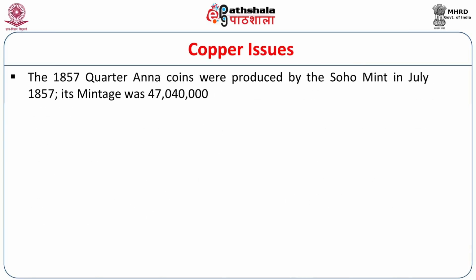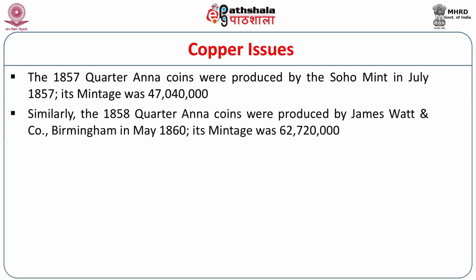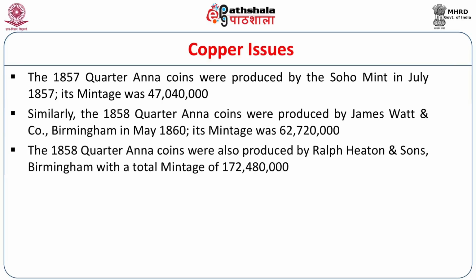In 1857, due to the Indian uprising, there was a lot of pressure for the new coinage in copper. Thus, we find a large number of coins coming from the Soho Mint in 1857 with a very large mintage. Similarly, 1858 quarter anna coins were produced by James Watt and Company, and also other company, Ralph Heaton and Sons, also issued a large number of quarter anna coins. These coins are basically today distinguished by the difference in design of the leaves on the coins.